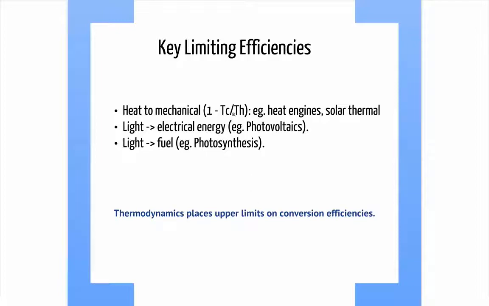So the thermodynamic limit for a heat to mechanical system is defined by what's called the Carnot limit. We'll see this again, but this equation is simply 1 minus the temperature of the cold part divided by the temperature of the hot part. So these are heat engines, solar thermal systems, and so on. From this expression, you can see that if the temperature of the cold part and the hot part are the same, then it becomes 1 minus 1, which is 0. So it's not producing any energy.